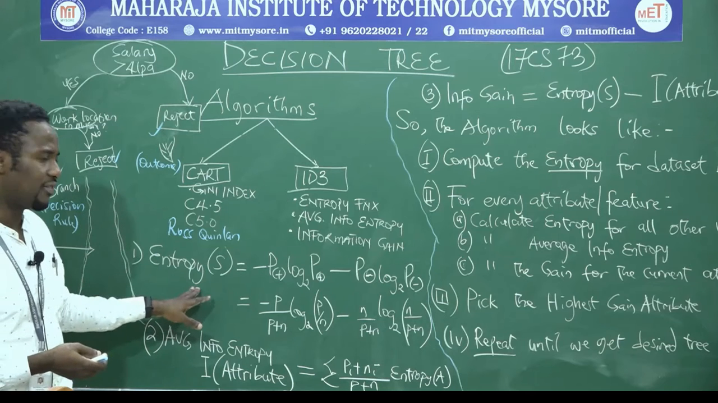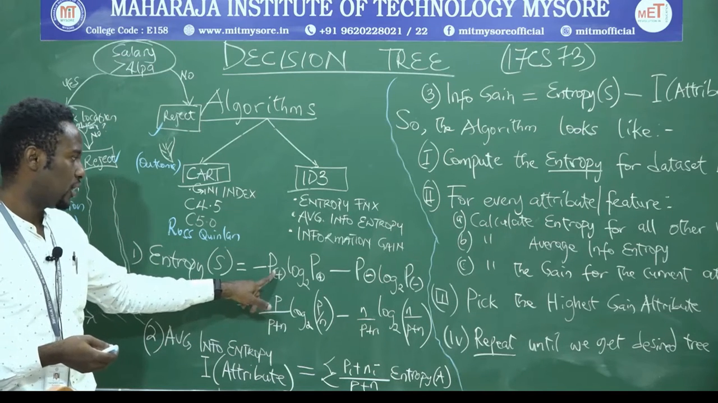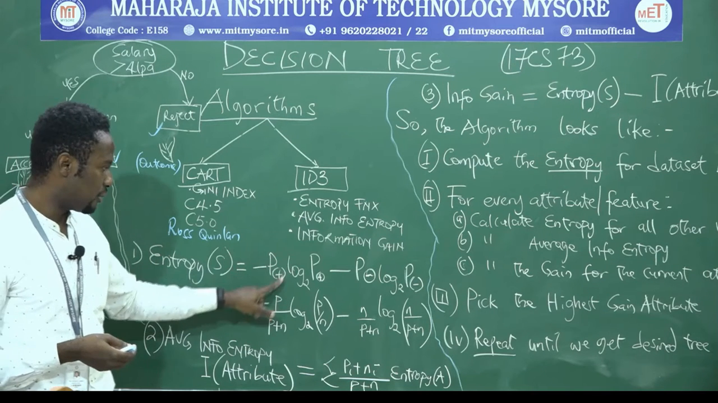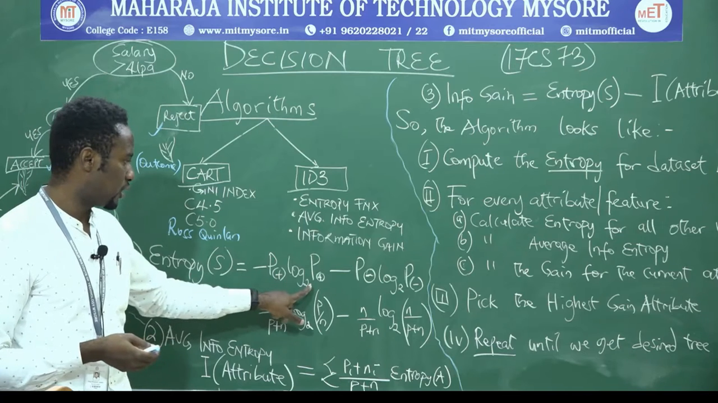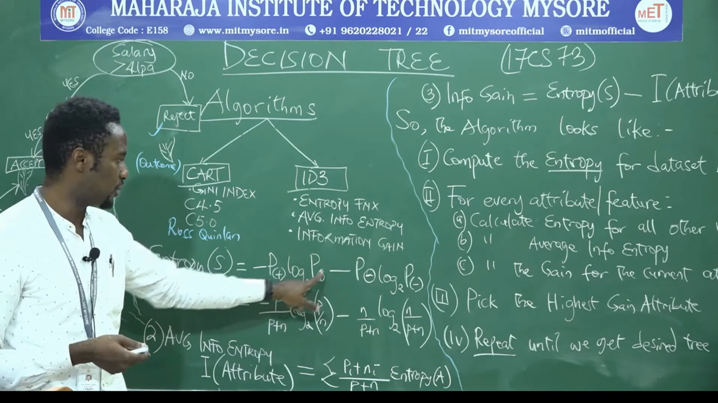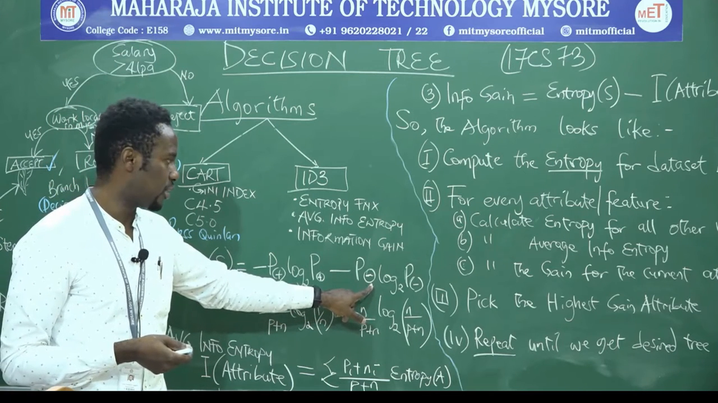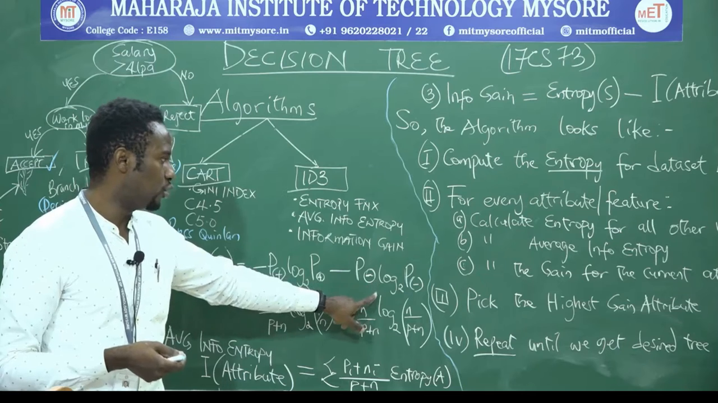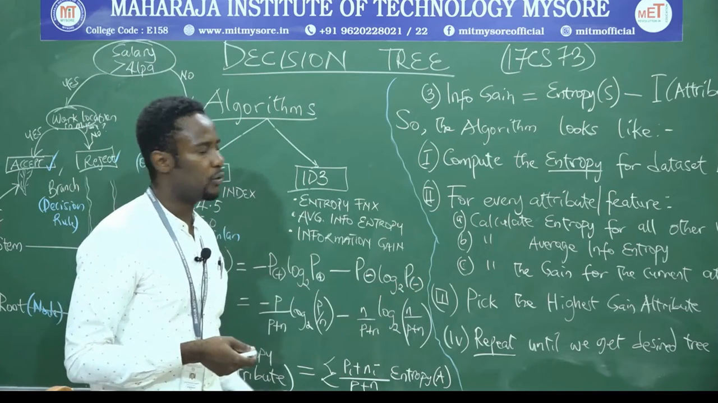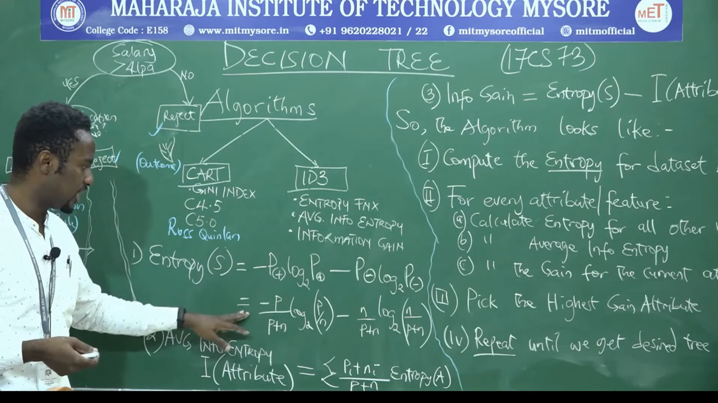It's a very simple thing. If you look at it here, it is represented as negative P positive log of P positive to base 2, minus P negative log of P negative to base 2, where P positive is the proportion of positive samples and P negative is the proportion of negative samples. Now, maybe you think this is a little confusing, so we expand it this way.